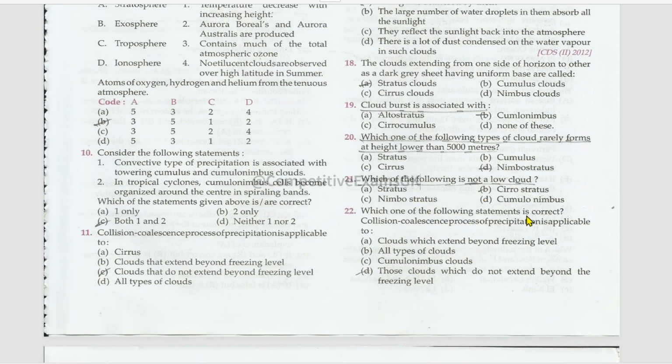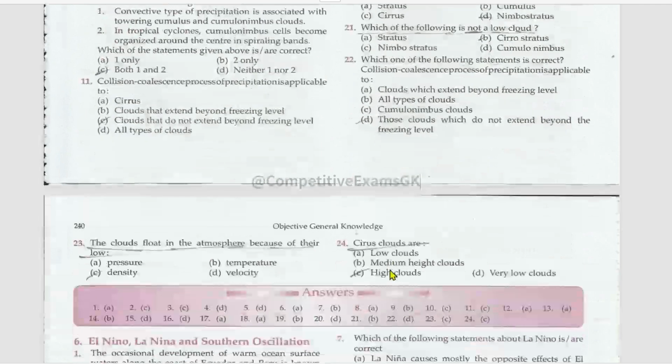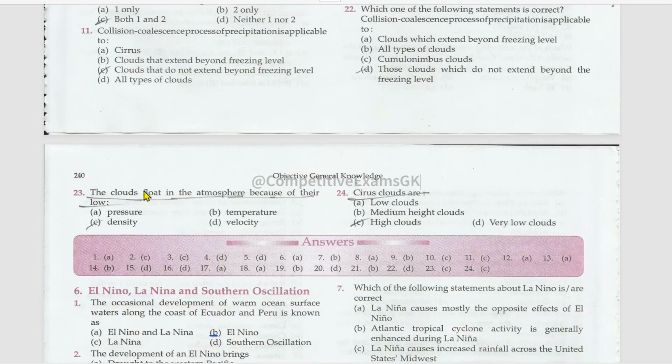Which one of the following statements is correct? Collision coalescence process of precipitation is applicable to those clouds which do not extend beyond the freezing level. The clouds float in the atmosphere because of their low density. Cirrus clouds are high clouds.